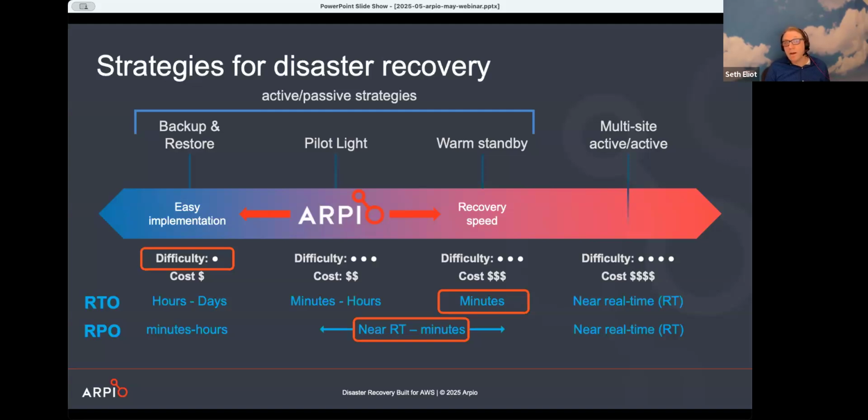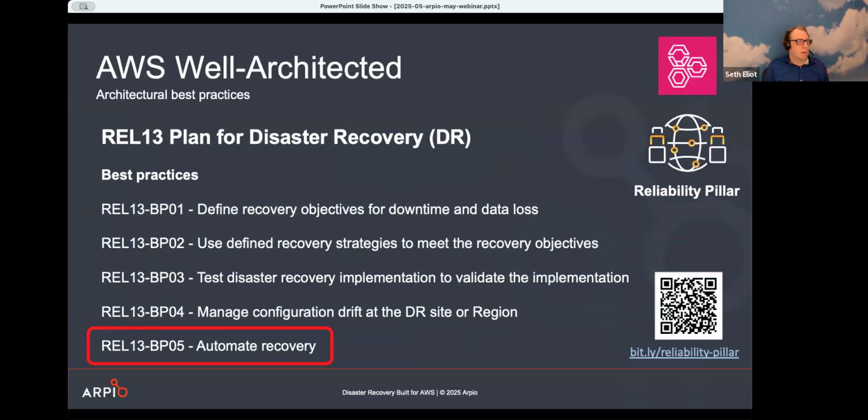How can we do that? Well, we're doing that with extensive, comprehensive automation and parallelization of that automation. So that's where we fit on this sort of spectrum of strategies. Going back to well architected, now automate your recovery. Let's do it, right? Somebody asked before, like, do you want to automate your recovery?